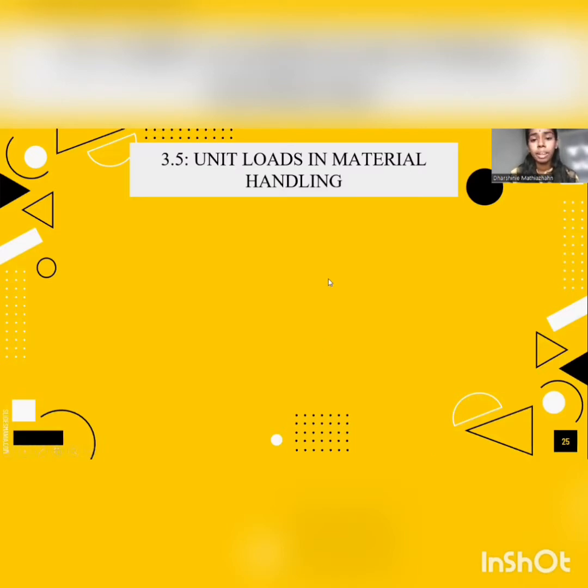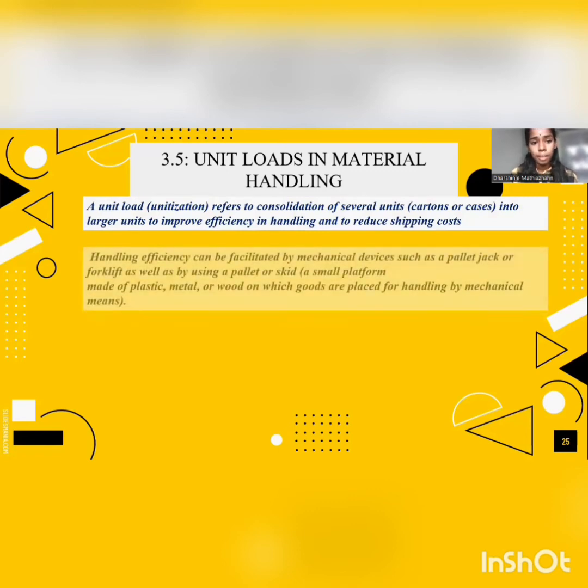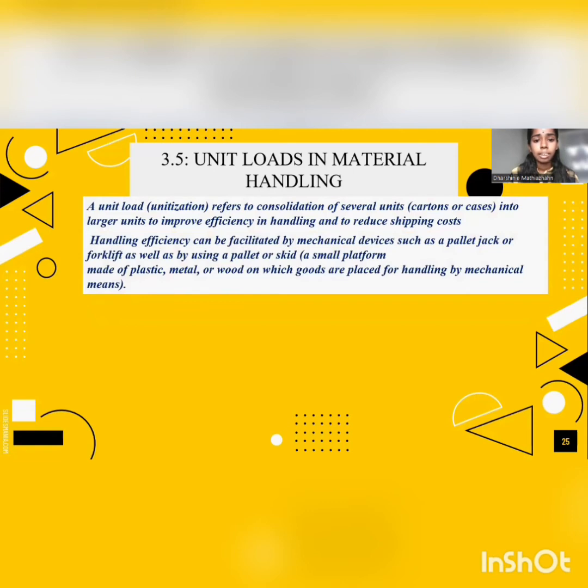Next, we have the unit load in material handling. Unit load utilization refers to the consolidation of several units like cartons or cases into a large unit to improve effectiveness in handling and to reduce shipping costs. Handling effectiveness can be facilitated by mechanical devices such as a pallet jack or forklift, as well as by using a pallet or skid, a small platform made of plastic, metal, or wood on which goods are placed for handling by mechanical means.